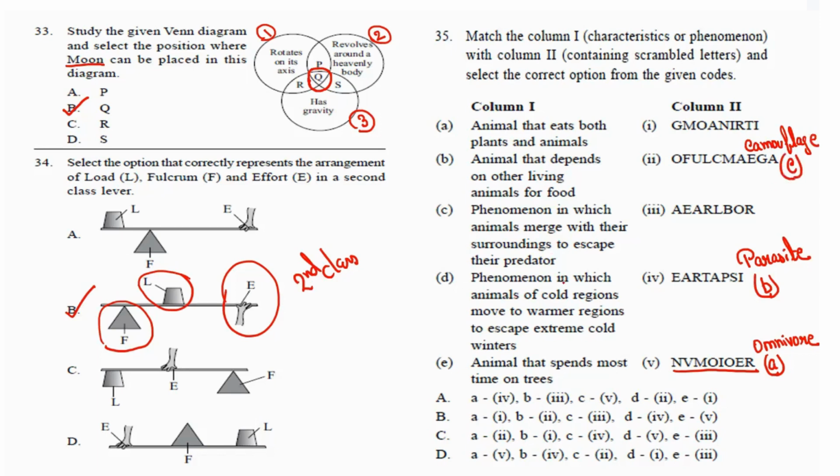Option D says phenomenon in which animals of cold regions move to warmer regions to escape extreme cold winters. So this is the property of migration. So if you see, option 1 is migration, right? So option 1 will be D. And the last, E, says animals that spend most of the time on trees. So these are the animals that are called arboreal, right? So E will be here. So our correct answer should be option number D, right?